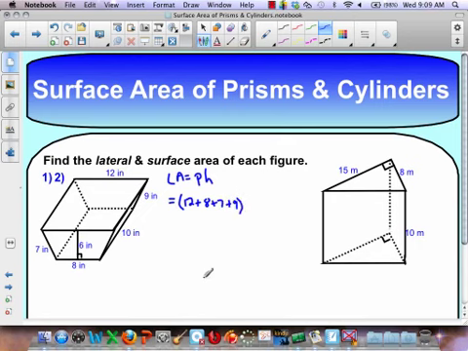And now, be careful here. What does the H represent in this formula? Height of what? The height of the prism, not the height of the base. So therefore, what is the height of my prism? Okay. So we add this all up. We got 12 plus 8 plus 7 plus 9, which is 36. Times 10. 360 square inches.